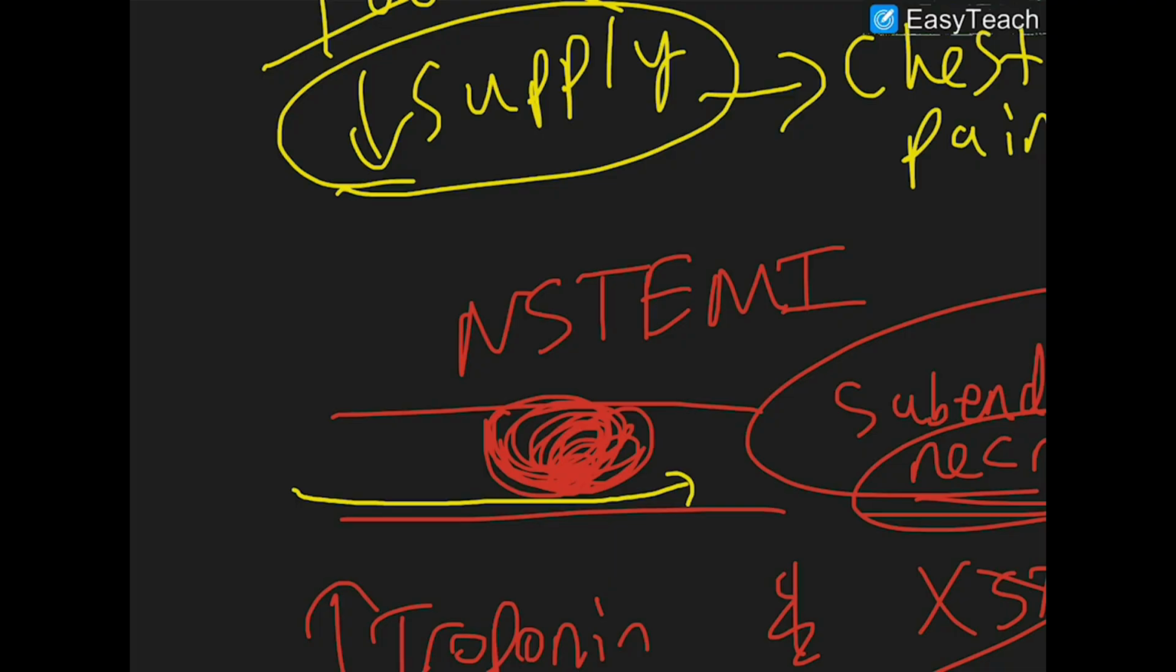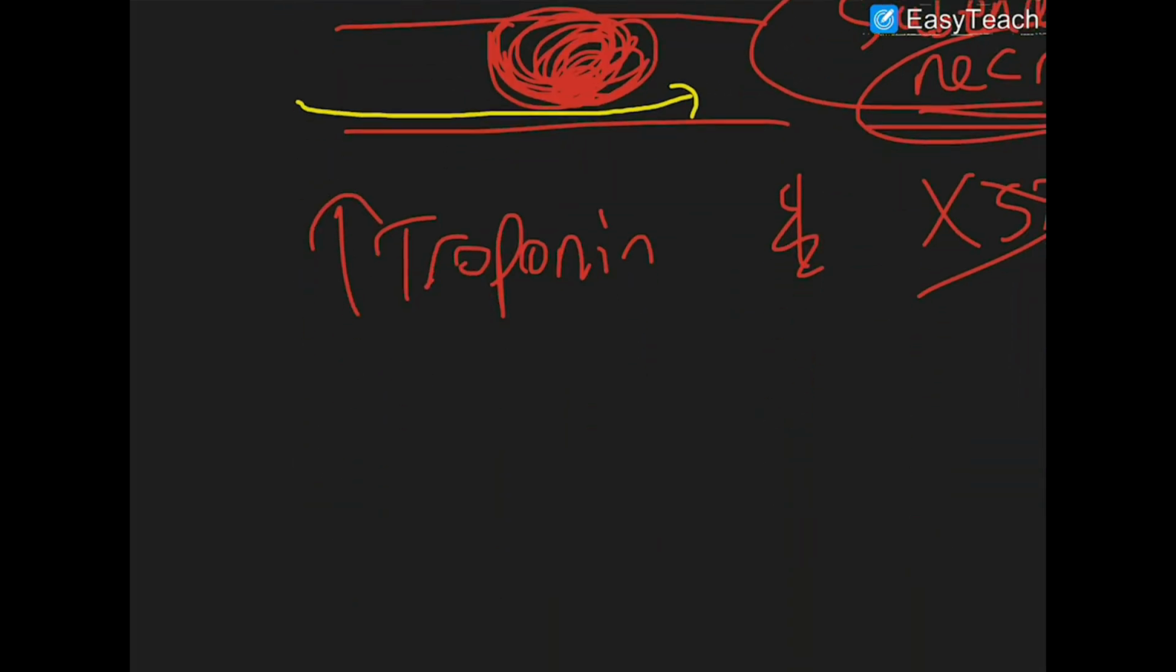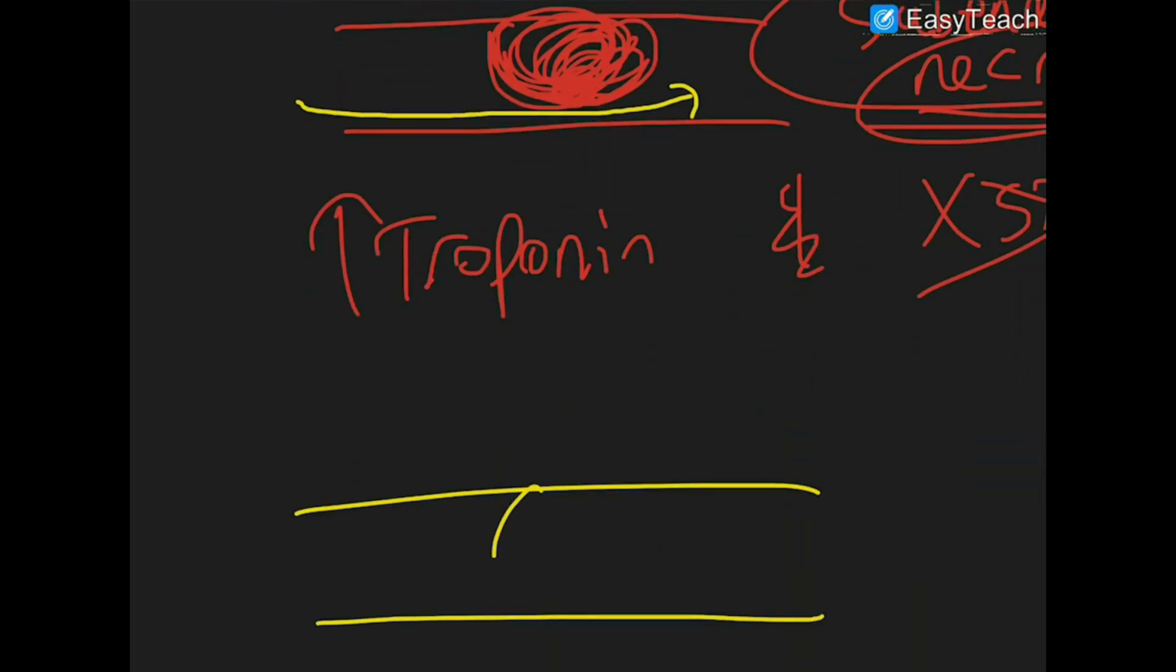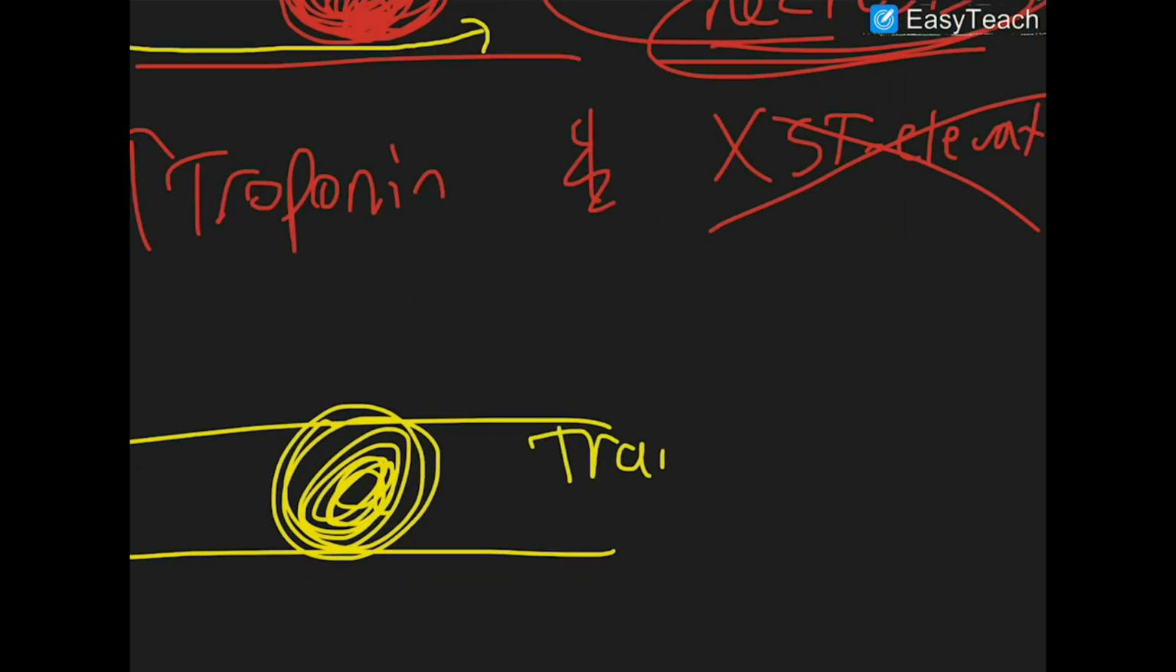And then again, that same concept applies in a STEMI, except a STEMI would be a full occlusion, right? A complete occlusion. So if this is your blood vessel, it'd be a complete occlusion to the point where you have transmural infarction, right? So here you would see troponin elevation, ST elevation. You'd see all of that.